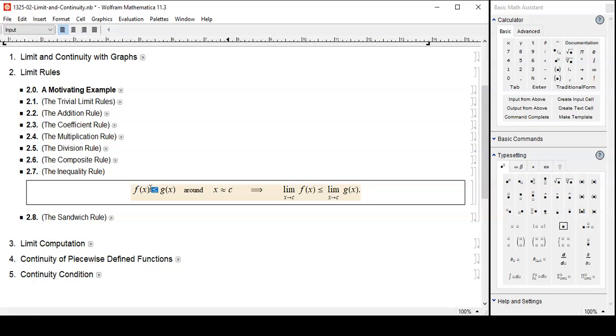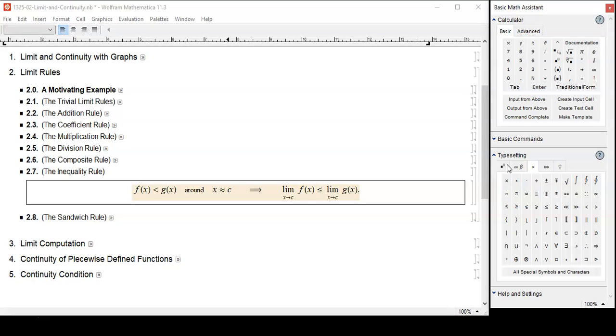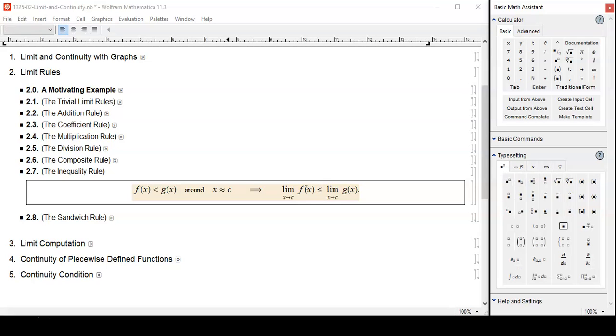Now, what if I change this into strict inequality? Is this true? The answer is no. Even if f is strictly less than g, that difference may get smaller, smaller, smaller. And eventually, upon taking a limit, we may end up with an equality. So the second semi-inequality is absolutely necessary. Okay, let's go back to where it was.